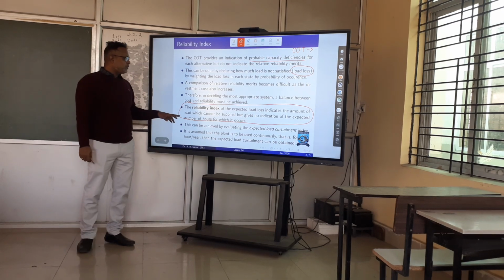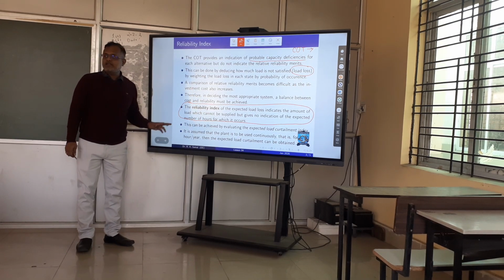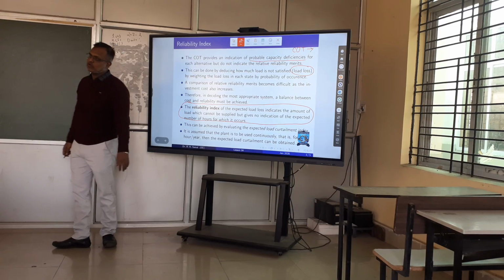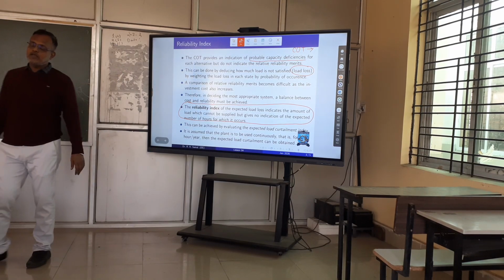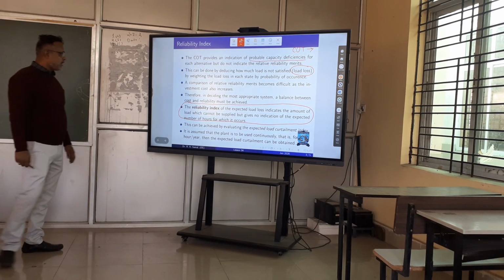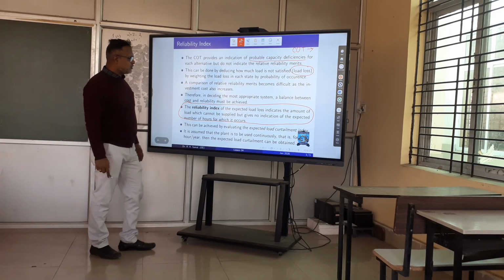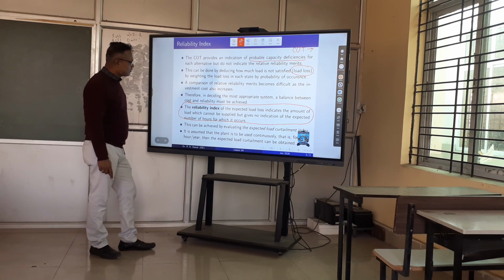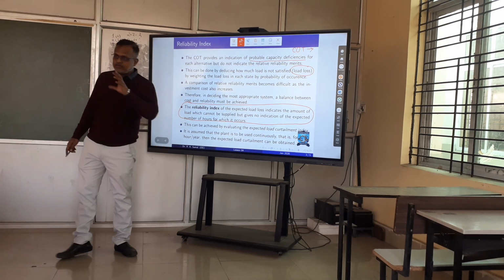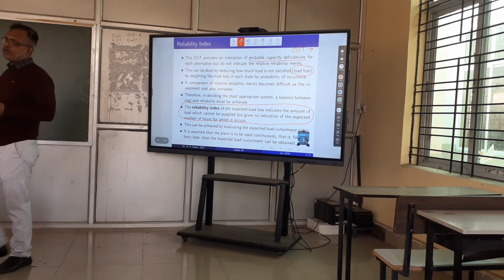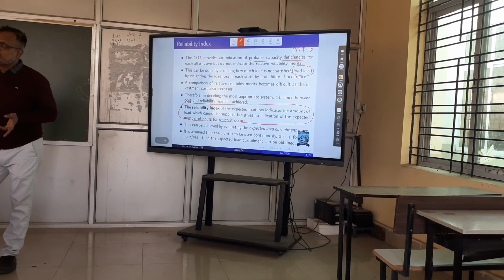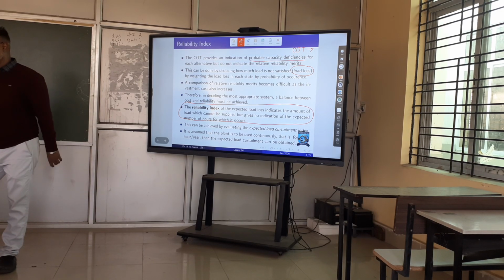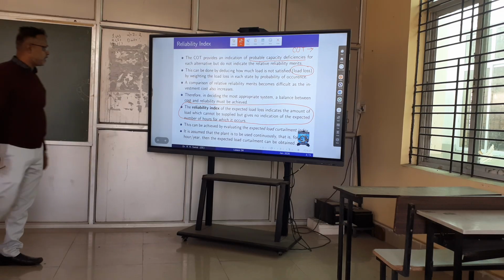This can be achieved by evaluating the expected load curtailment index. This we will see in the next four, five, six, seven classes. So we will discuss loss of load probability. They assume that the plant is to be used continuously, that is for 8760 hours, or a year. Then the expected load curtailment can be obtained. So once you get the reliability index, you can simply multiply it by 8760 to obtain the number of hours the generator will be out for the whole year.